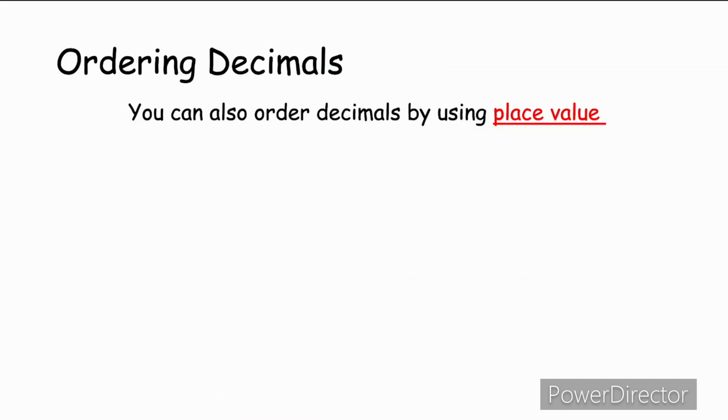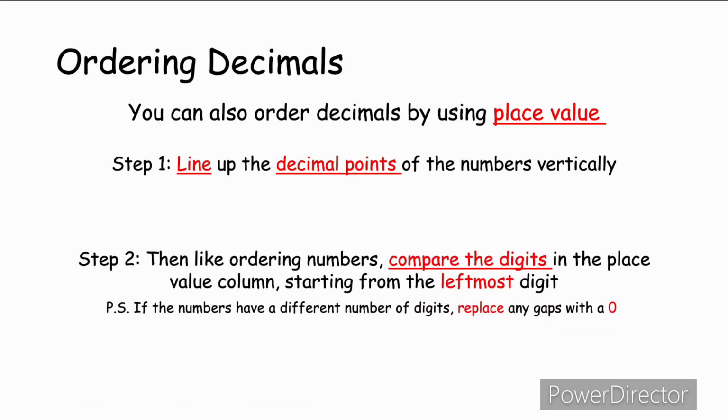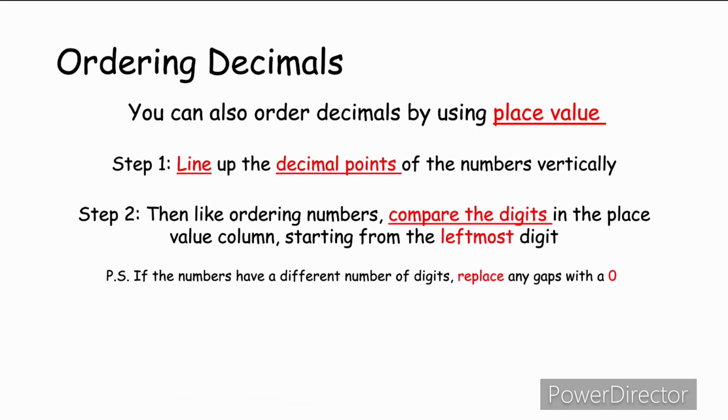We also order decimals using place value. Firstly, we line up the decimal points of the numbers vertically to get each digit in the correct column. Then, like ordering numbers, we compare the digits in the place value columns, starting from the leftmost digit. If the numbers have a different number of digits, replace any gaps with a 0 when we line the numbers up to make it easier for us to compare.